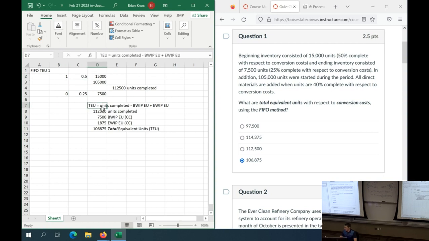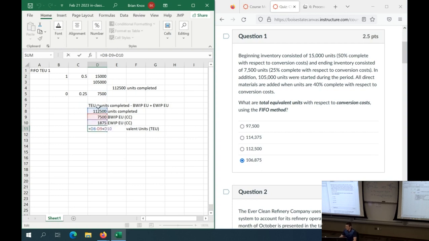And then I wrote out the FIFO total equivalent units equation here, and the three terms that are in there. Units completed I just copied over from here. Beginning WIP equivalent units means the beginning WIP 15,000 units times their 50% complete, giving us 7,500 units total as beginning WIP equivalent units with respect to conversion costs. Ending WIP similarly is the ending WIP physical units, which is 7,500, times their percent complete, which is 25%. That gives us ending WIP equivalent units with respect to conversion costs of 1,875.